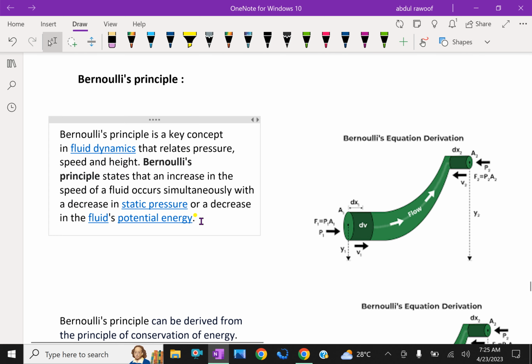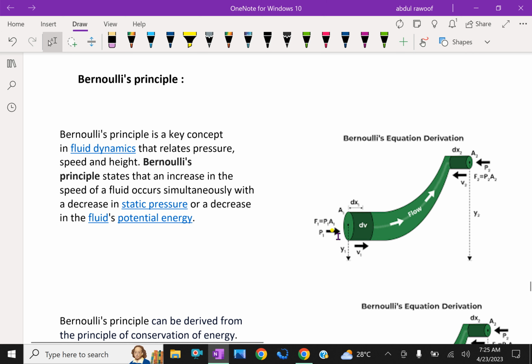Bernoulli's principle. Bernoulli's principle is a key concept in fluid dynamics that relates pressure, speed, and height. Bernoulli's principle states that an increase in the speed of a fluid occurs simultaneously with a decrease in static pressure or a decrease in the fluid's potential energy. Look at this. This pipe's cross section is continuously varying, as well as the height; the datum is changing everywhere.